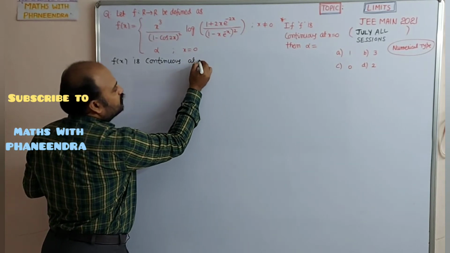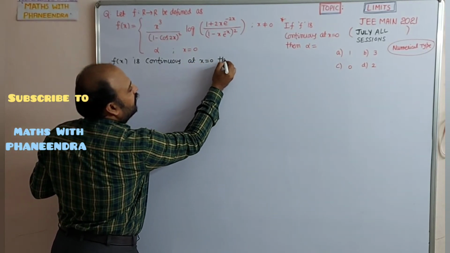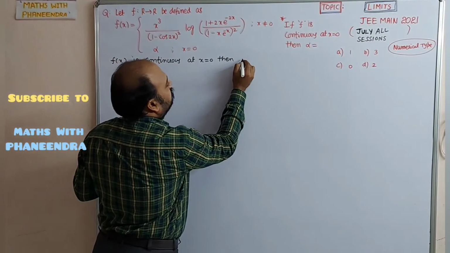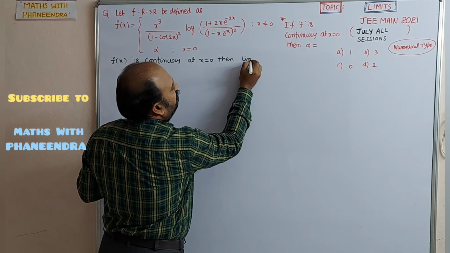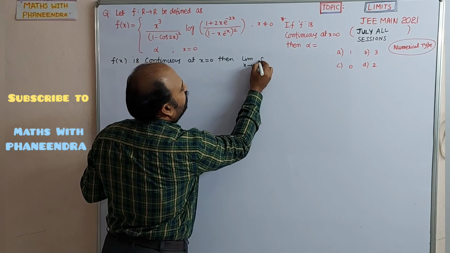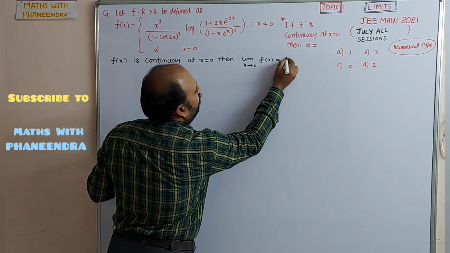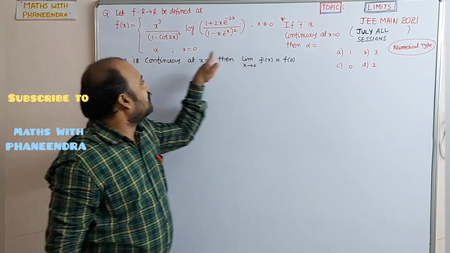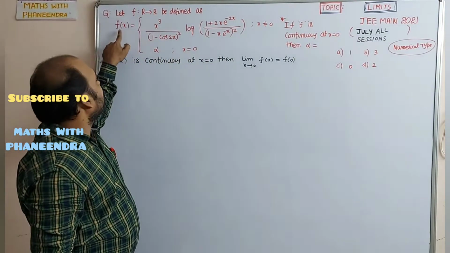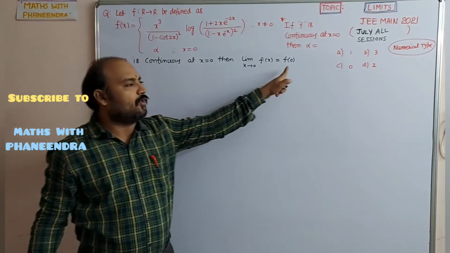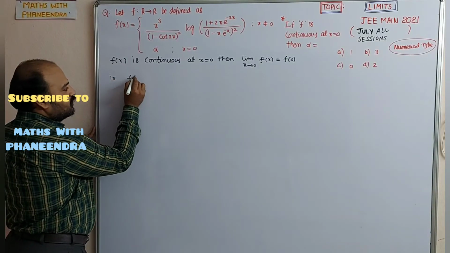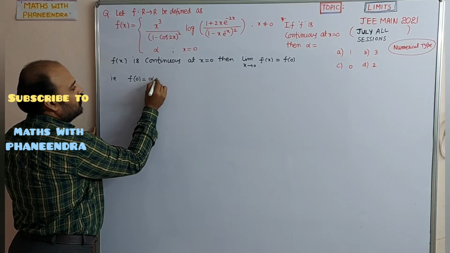At x equal to 0, then the limit as x tends to 0 of f(x) is equal to alpha, f(0). What is the meaning of f(0)? At x equal to 0, the function value. Substitute x equal to 0, f(0) is what? Well, alpha. So f(0) is equal to alpha.